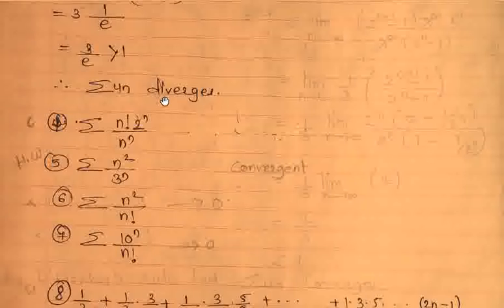Okay, so this is the d'Alembert ratio test. If sum of un is a positive term series such that limit as n tends to infinity of un plus 1 by un is L, the sum of un converges if L is less than 1, diverges if L is greater than 1. The test fails if L is 1.